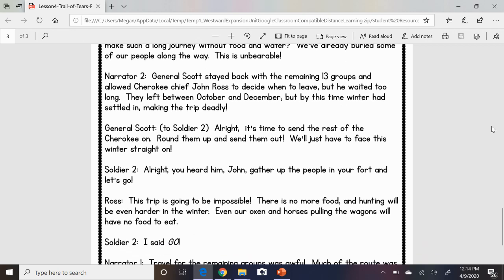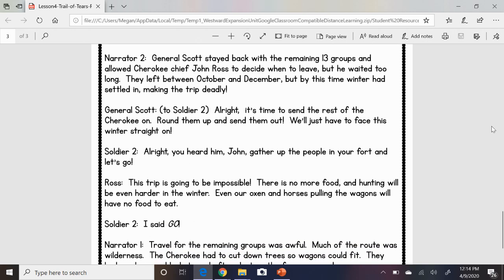"This is unbearable." General Scott stayed back with the remaining 13 groups and allowed Cherokee Chief John Ross to decide when to leave, but he waited too long. They left between October and December, but by this time winter had settled in, making the trip deadly.